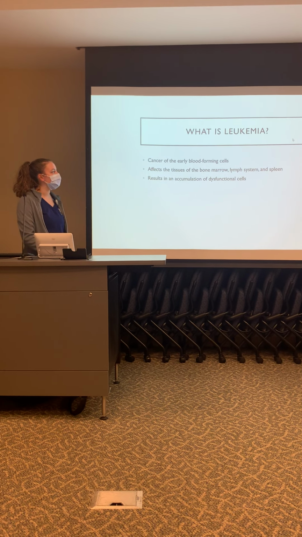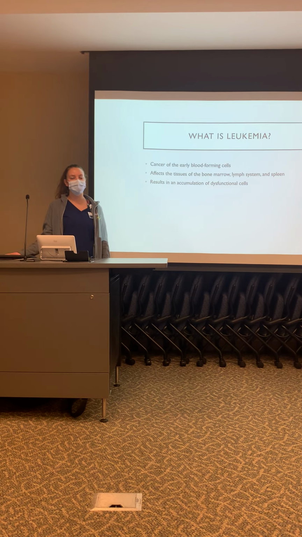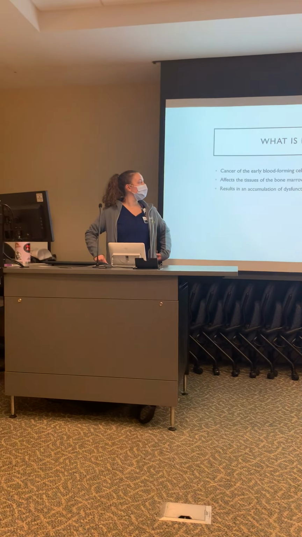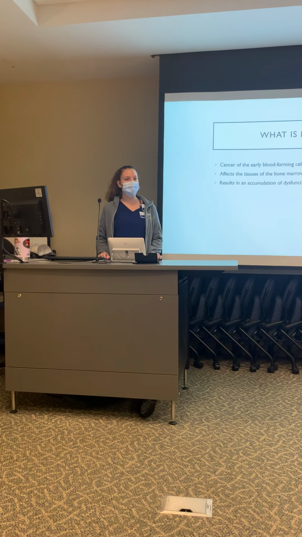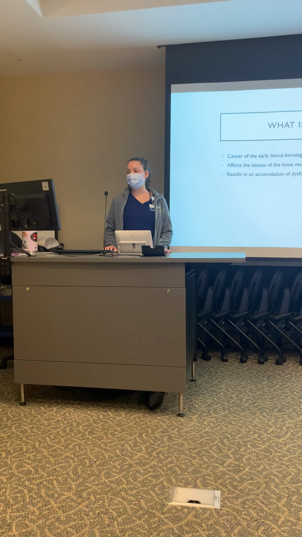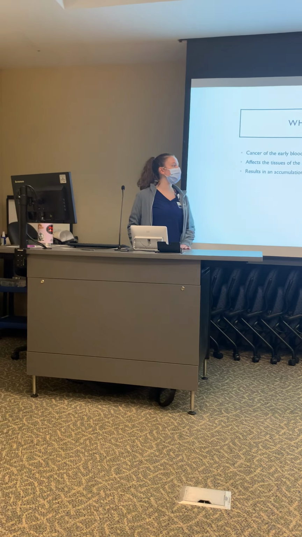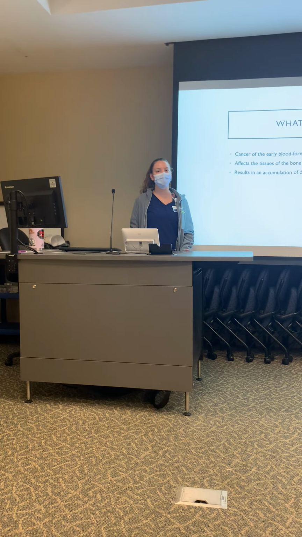Leukemia is a cancer of the early blood-forming cells, specifically the white blood cells most of the time. It affects the tissues of the bone marrow, the lymph system, and the spleen. This results in an accumulation of dysfunctional cells, and this accumulation is due to an alteration in cellular regulation.